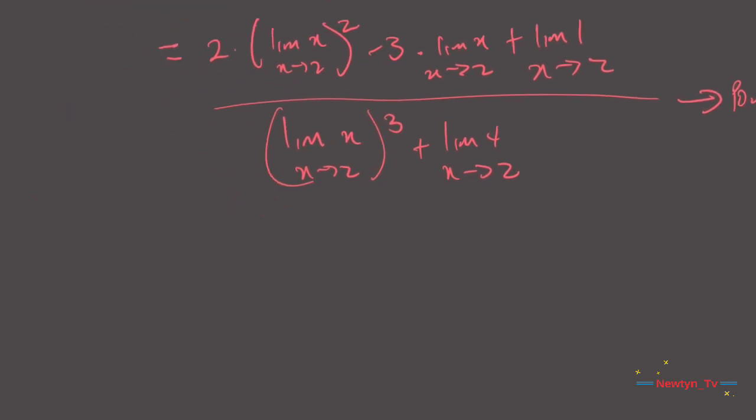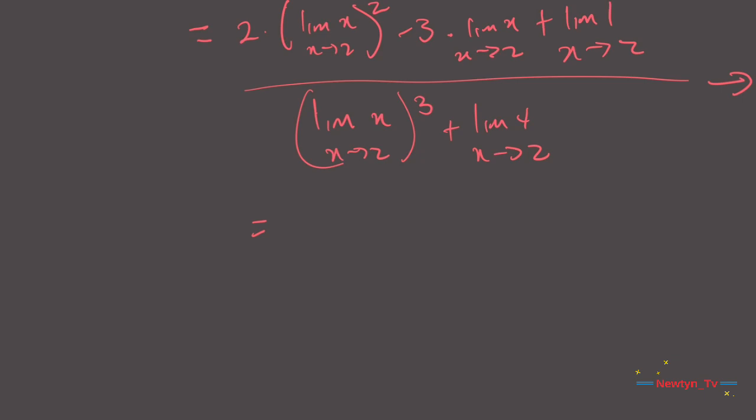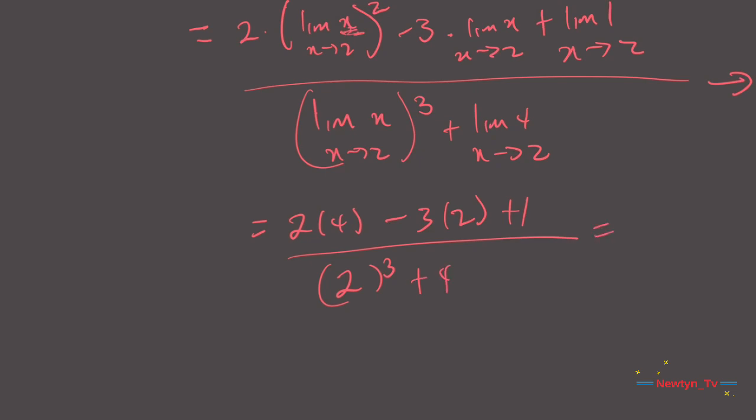Now our last thing, after applying all this, is to simplify by substituting the number x approaches, which is 2, wherever we see x. So we have 2 multiplying 4, because when x is 2, raised to the power 2 is 4, so we have 4 minus 3 multiplying 2, then plus 1, over 2 to the power 3 plus 4. So 2 times 4 is 8, minus 3 times 2 is 6, then plus 1.